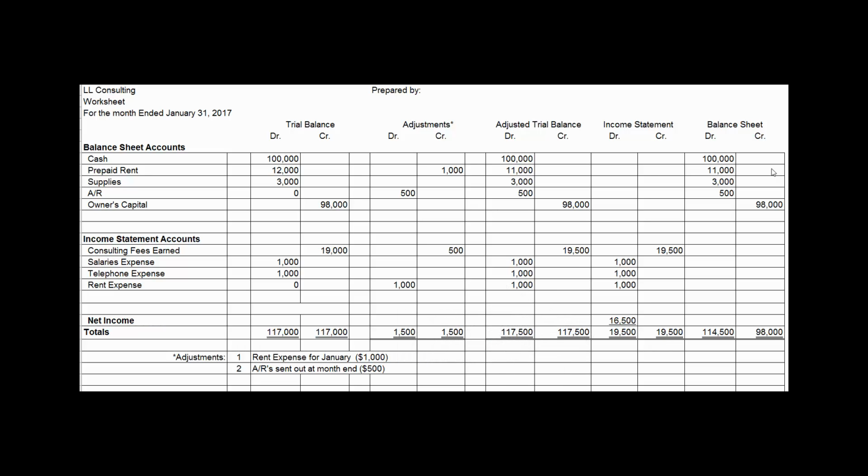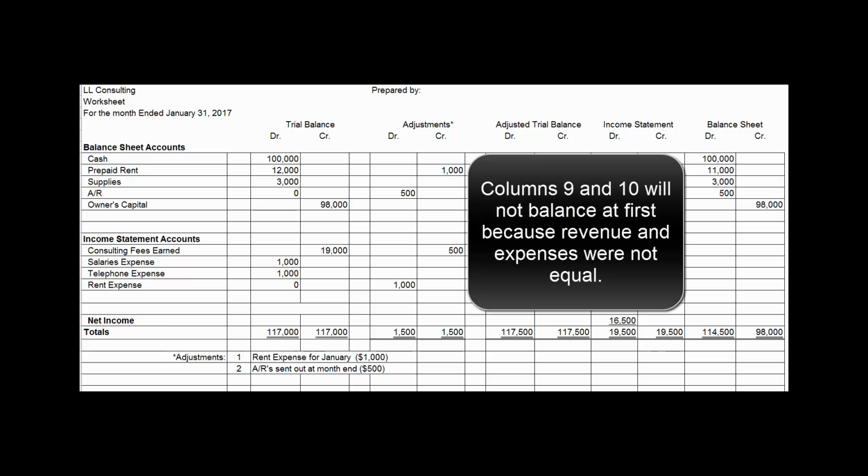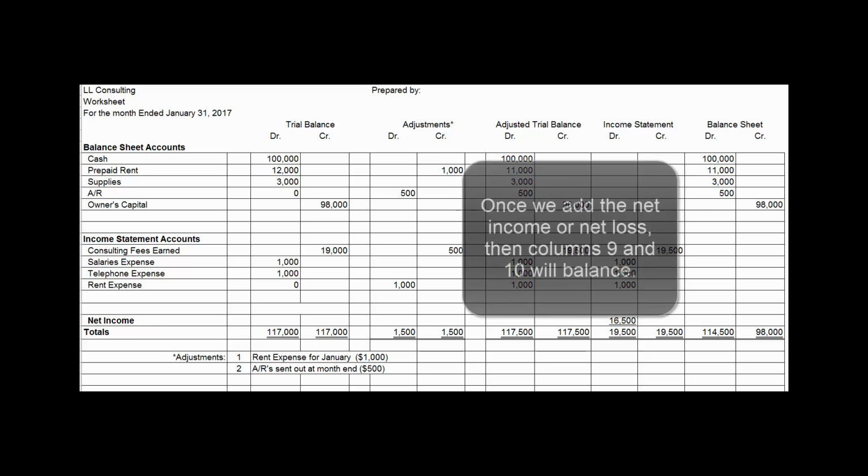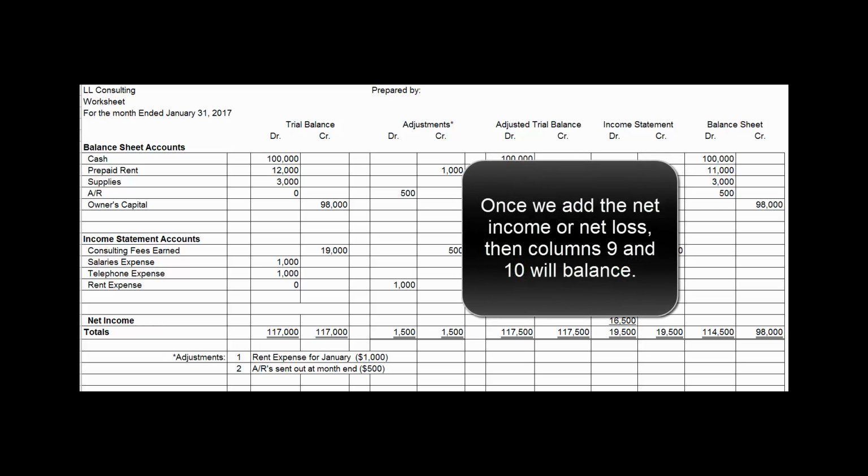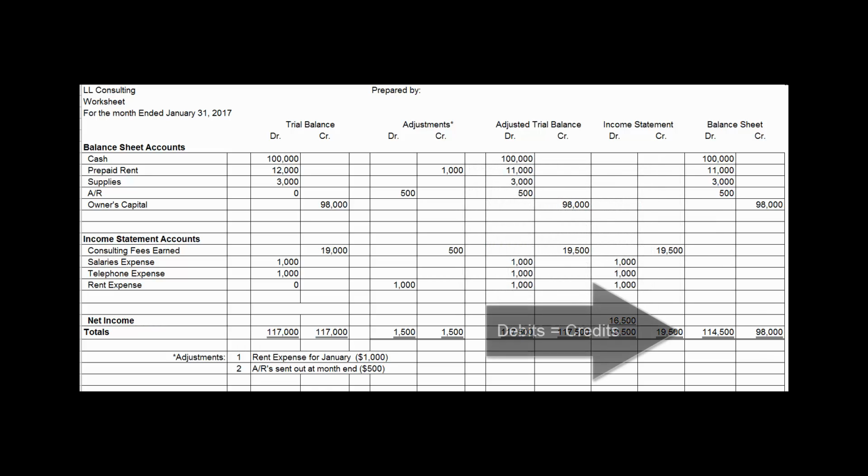And the last step is super easy. We just pull over the balance sheet accounts, put them into columns 9 and 10, and it's not going to balance either because we haven't added net income to owner's capital. Remember, owner's capital at the beginning plus net income minus owner's drawings gives us owner's capital at the end. Well, net income is $16,500. We need to add that to the right-hand side of the balance sheet. And sure enough, when we do that, we have $114,500 worth of debits and $114,500 worth of credits.